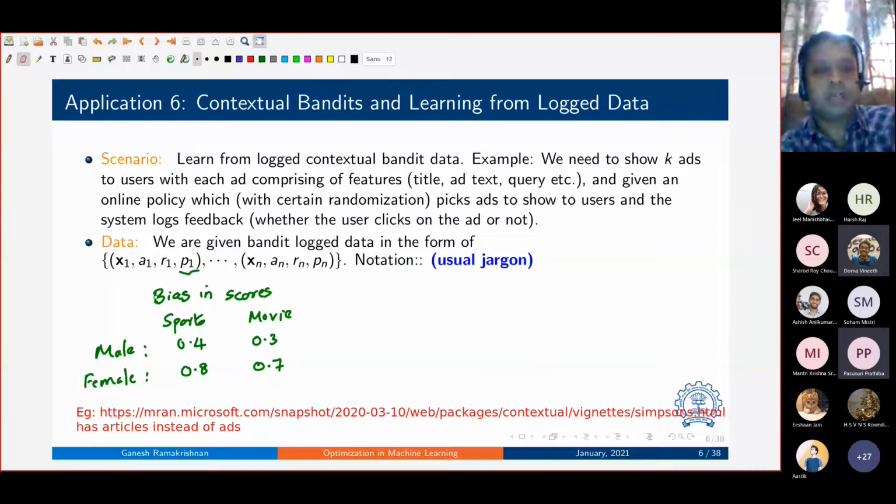Just a second. These are the scores. I just want to bring out the other aspect. So these are scores. These are rewards.